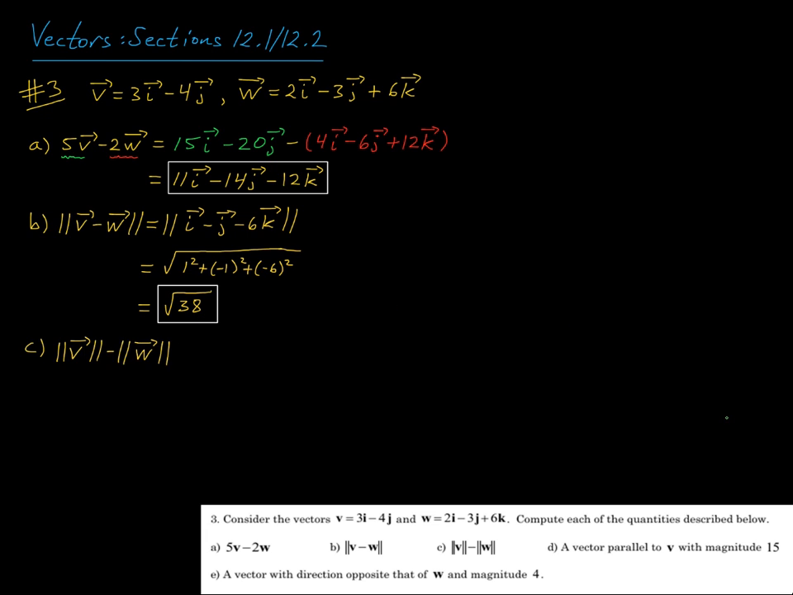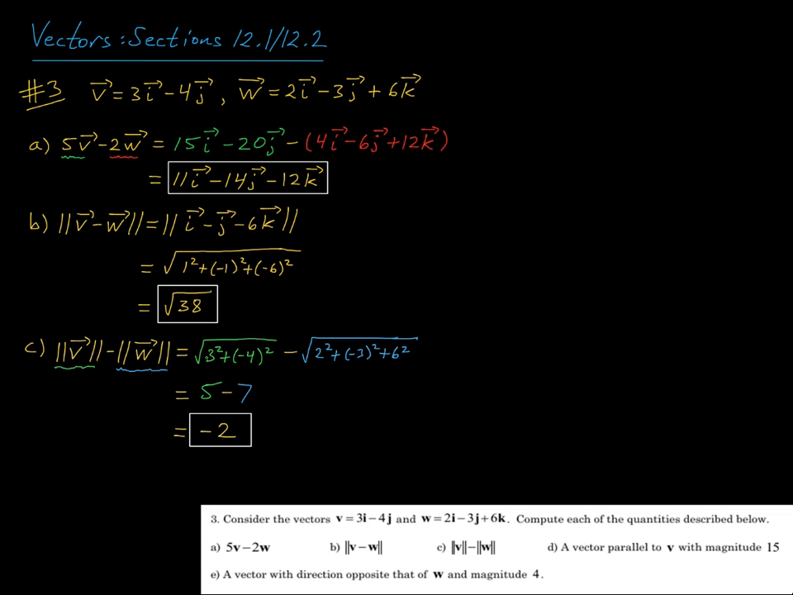Now for part C, it might look deceptively similar, and you might even guess that it's really the same thing as what we did in part B. But notice the order of operations here is different. In part B, we found the difference of the vectors, and then we computed the magnitude. In part C, we're going to find the magnitudes first of the vectors v and w, and then take the difference in those magnitudes. So what do we get?